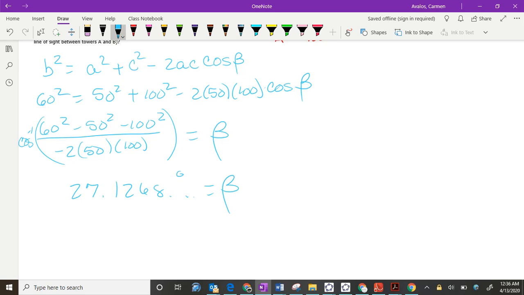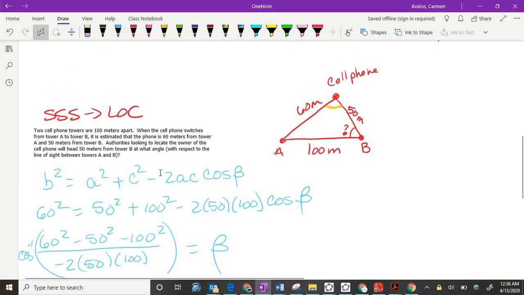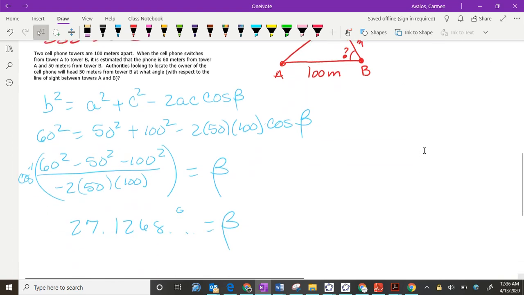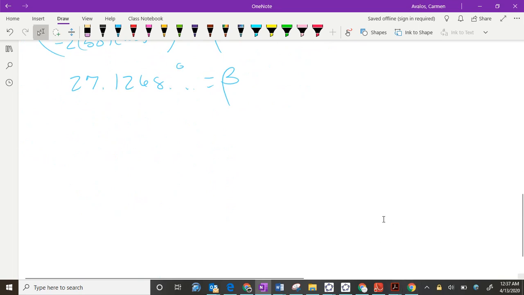And so this means that when we solve it here, authorities looking to locate the owner of the cell phone will head 50 meters from the tower at what angle? So now you have to just write a sentence. Authorities will head at an angle of 27 degrees to find the owner of the cell phone. And so that's how you solve for it. Okay, very good. That is the law of cosines.